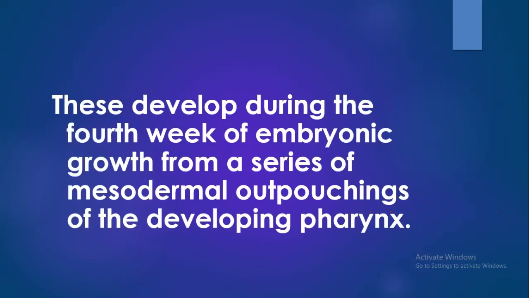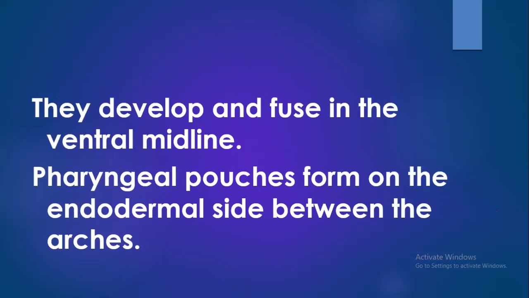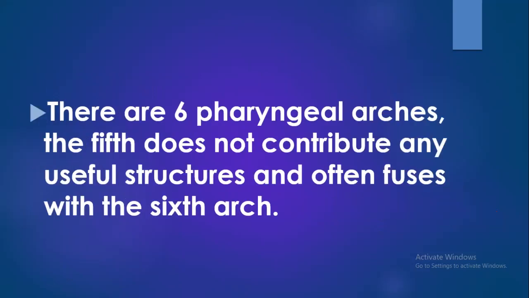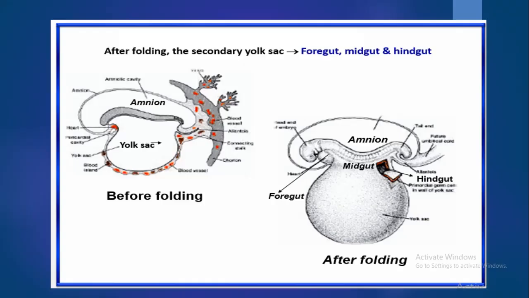The pharyngeal arch develops during the first week of embryonic growth from a series of mesodermal outpouchings of the developing pharynx. They develop and fuse in the ventral midline. Pharyngeal pouches form on the endodermal side between the arches. There are 6 pharyngeal arches. The 5th one does not contribute any useful structure and often fuses with the 6th arch.